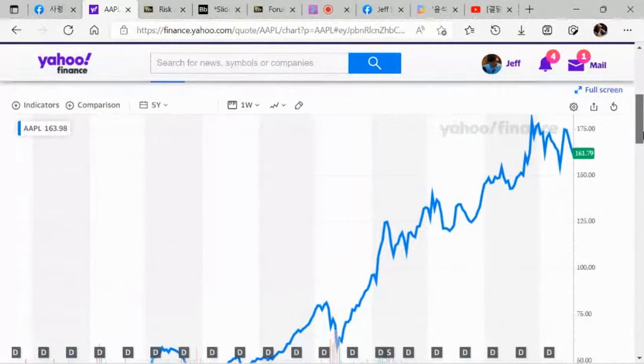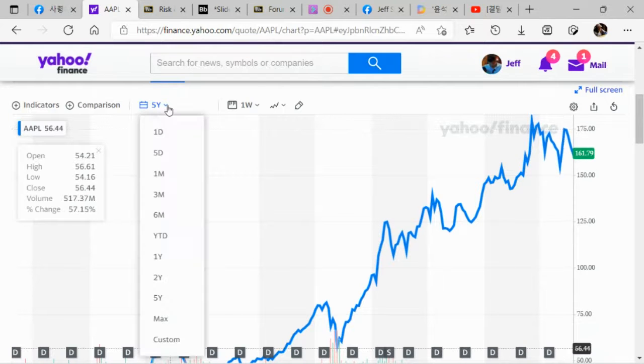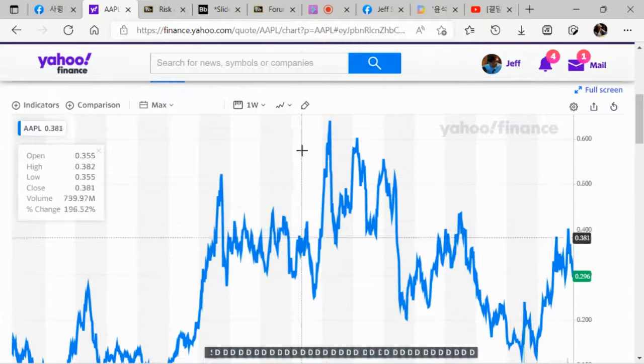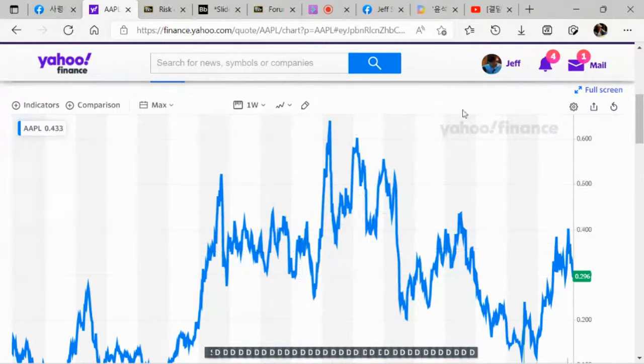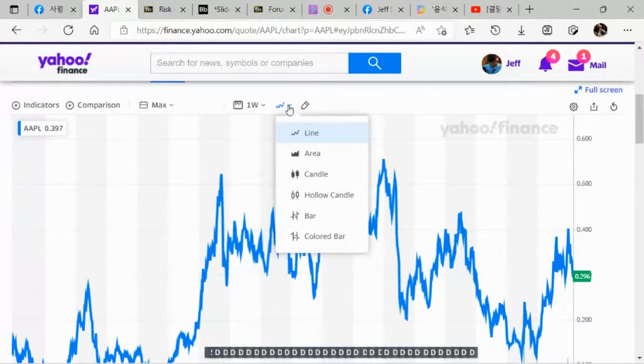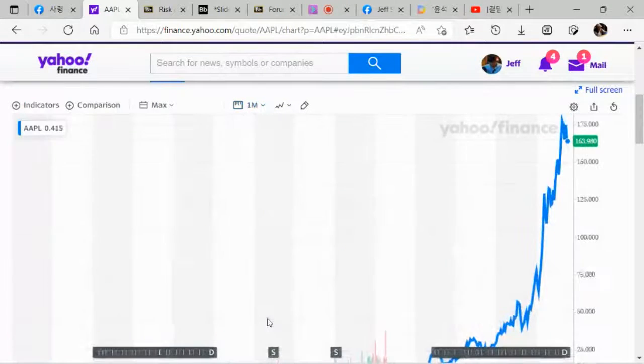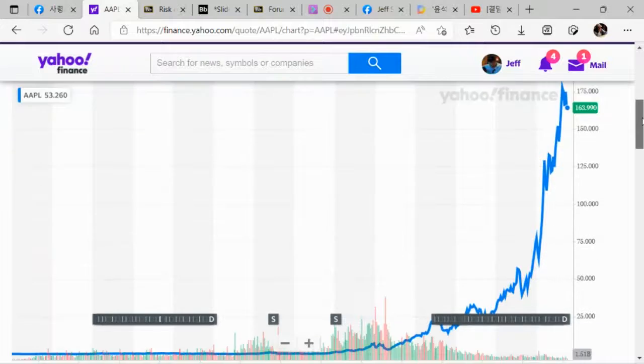I don't know what your setting is like, but in my setting, I usually use 5 years. This is weekly price. I want you to select maximum, right? Max, and then this is weekly price. So instead of price, they used percentage. Instead of that, I would want you to select 1 month, monthly price.